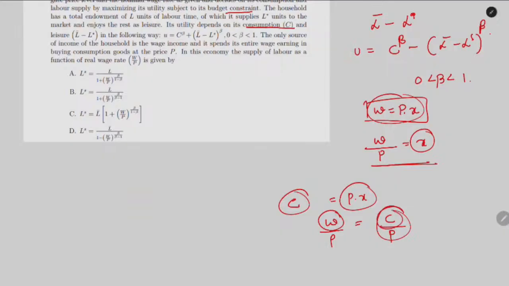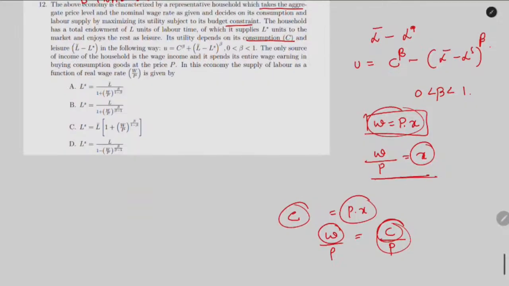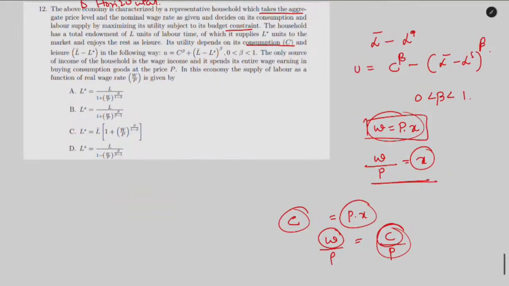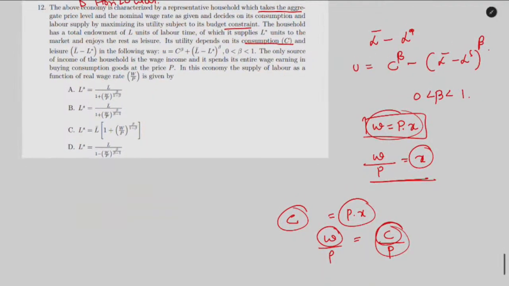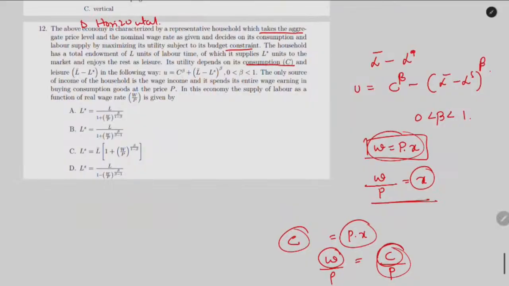I want to write the labor supply in terms of W by P. Labor supply is what? I need to find that in this given equation, but they have given the utility function here. How am I going to find the labor supply? It's a big question for me.